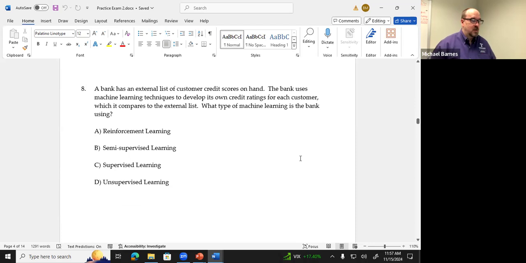A bank has an external list of customer credit scores on hand. The bank uses machine learning techniques to develop its own credit ratings for each customer, which it compares to the external list. Which type of machine learning is it using? Okay, so it has its own credit scores on hand, so it knows what the credit scores should be, and it's asking the machine learning tool to develop credit scores on its own, and then they're going to compare the machine learning tool's output to what they have. So they have a known input and a known output. So by definition, that's considered to be supervised learning, all right, which is an early stage tool.